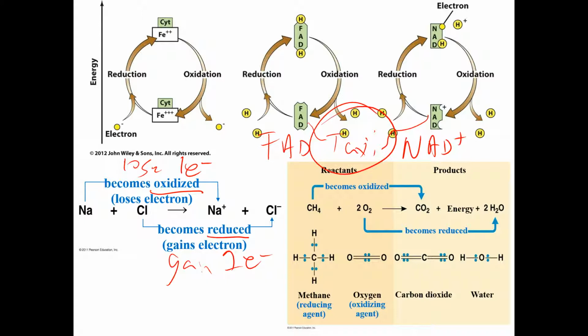They transfer electrons from point A to point B. They're taxi cabs. So FAD picks up hydrogen atoms. Think about it: a hydrogen atom has one proton, one electron, so you can think of it as an electron in this case. FAD can pick up electrons. It gains electrons, so it's going to be reduced.